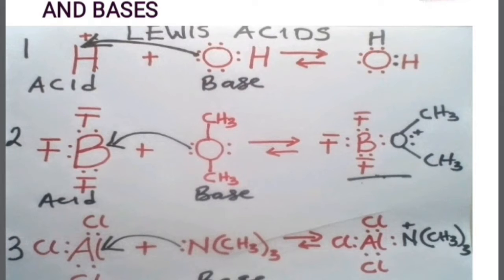For illustration 3, we can see that the nitrogen in trimethylamine has a lone pair, while the aluminum possesses a vacant p orbital. The aluminum trichloride is a Lewis acid, while the methylamine is a Lewis base.